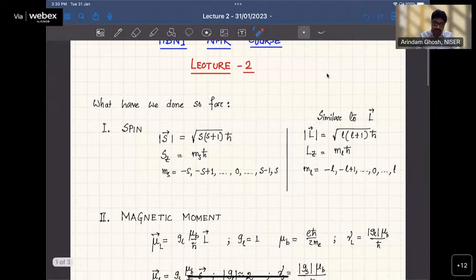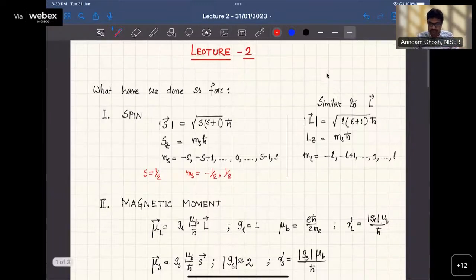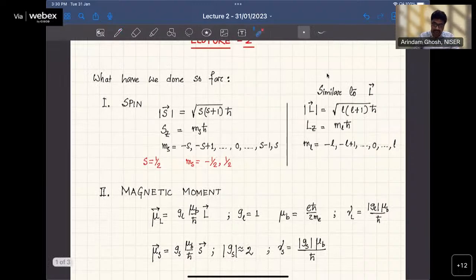We have also looked at the particular case where S is equal to half. In that case MS has only two possible values, minus half and half, because the values of MS always jump with a step of 1. If it starts from minus half, it goes to plus half and stops there. We'll be talking more about these things today.